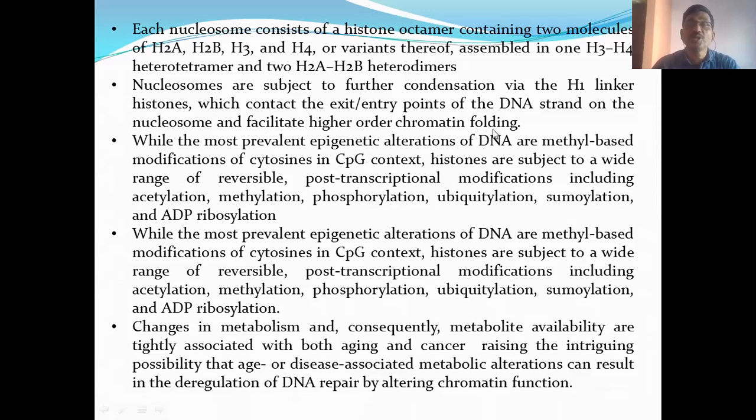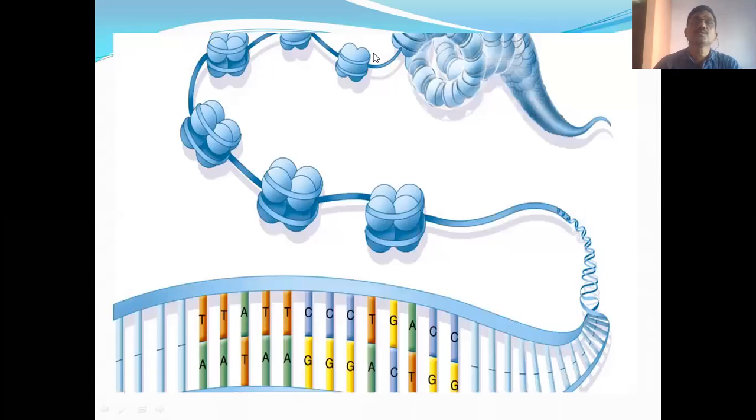This chromatin folding will be dependent on the H1 linker DNA, and this H1 linker DNA will be present at the exit and entry point. You see here the H1 will be present at the end of the DNA, that is the exit point, and before the nucleosome or octamer, that is known as the entry point.